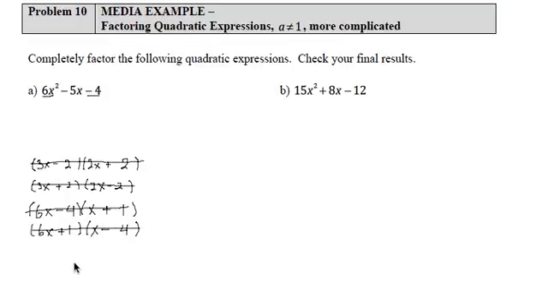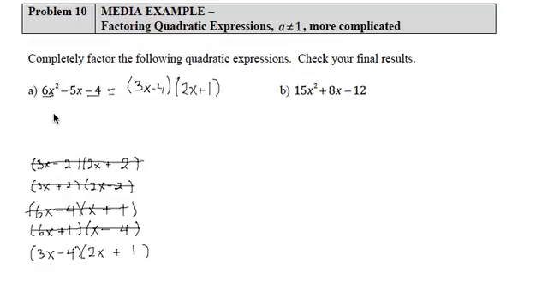So I'm going to go back to, this is the trial and error part, I'm going to go back to 3x and 2x. We didn't try combinations of 4 and 1 with 3x and 2x. So I'm going to try a -4 and a +1 here. That's going to give me 3x minus 8x. That is my -5x. So that is going to work. So let's write that up here. 3x minus 4 times 2x plus 1.